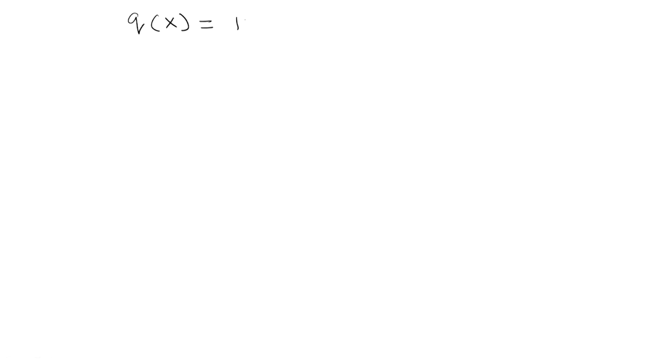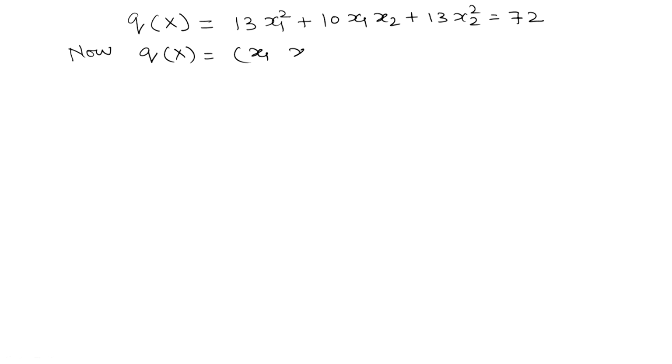That is Q(x) = 13 x1 square plus 10 x1 x2 plus 13 x2 square, and this is equal to 72. So, we need to plot this particular curve. Now, Q(x) can be written as [x1 x2] times the matrix [13 5; 5 13] times [x1 x2], and this equals 72.